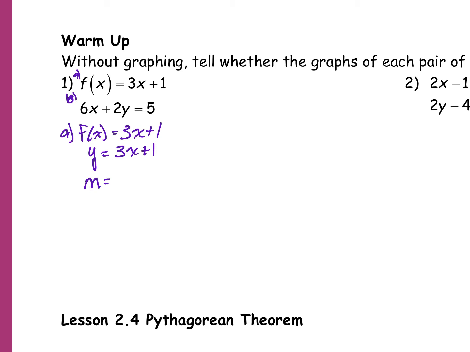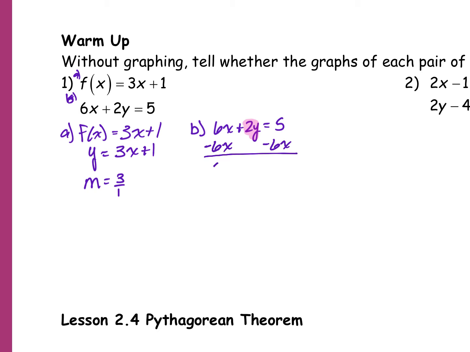beautiful. What's my slope? 3. And is it okay if I put it over 1? 3 over 1, yes? Okay. Then I'm going to take line B, right? And line B says 6x plus 2y equals 5. What do I have to do to get the y by itself? Here's my y. I'm just going to highlight it. Here's my y. I need that to be by itself. So what am I going to do first? Subtract what? Subtract the 6x. Yes.